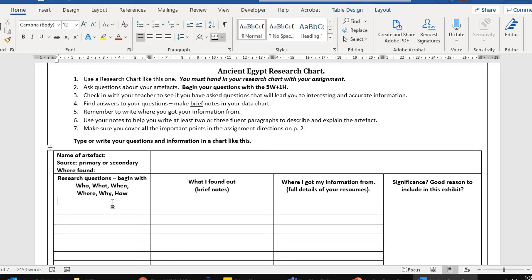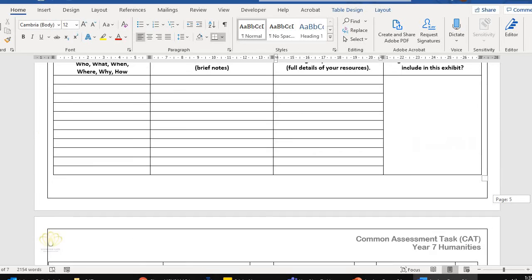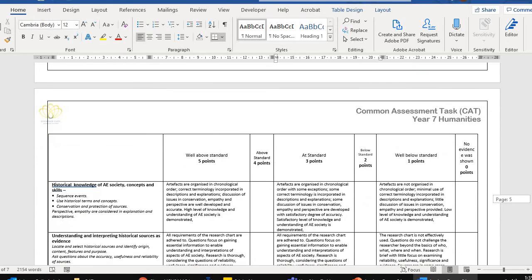Who created it? When was it created? Why was it created? Where? How? And then what did you find out about that mummified cat? Where you got your information from, so you put your URL there. Is it a good reference? And you need to do this for a couple of them, and you get marked on this.